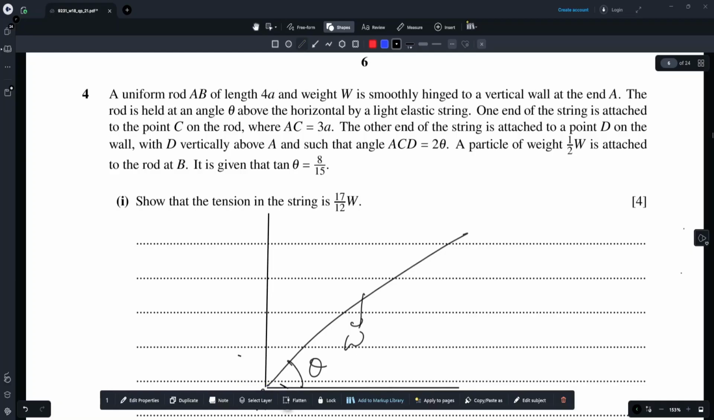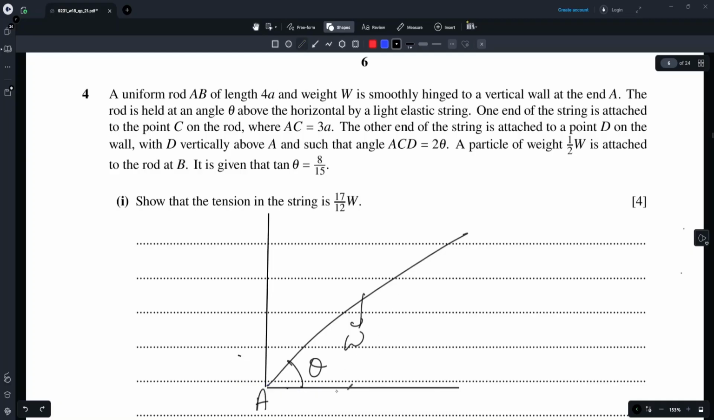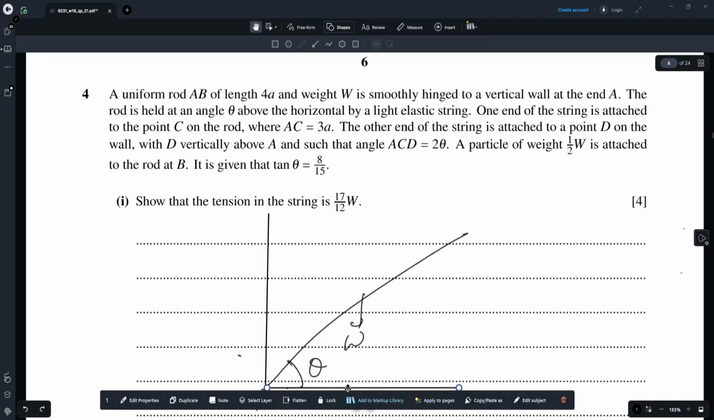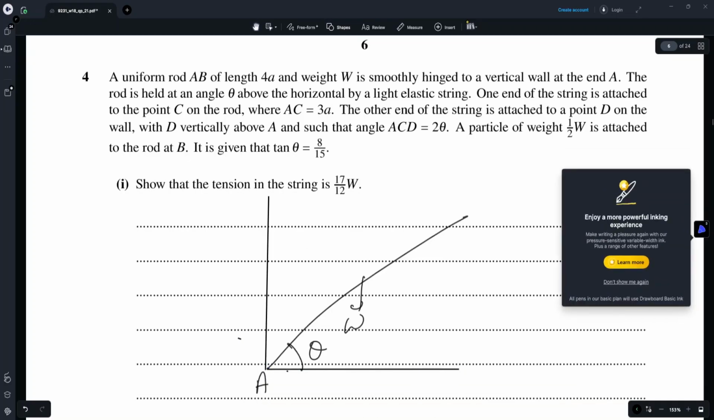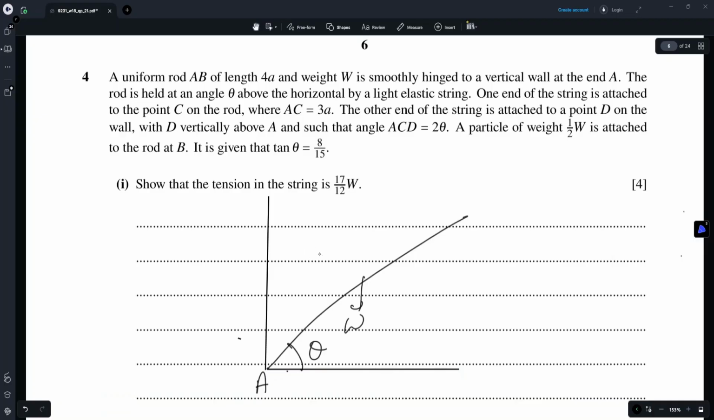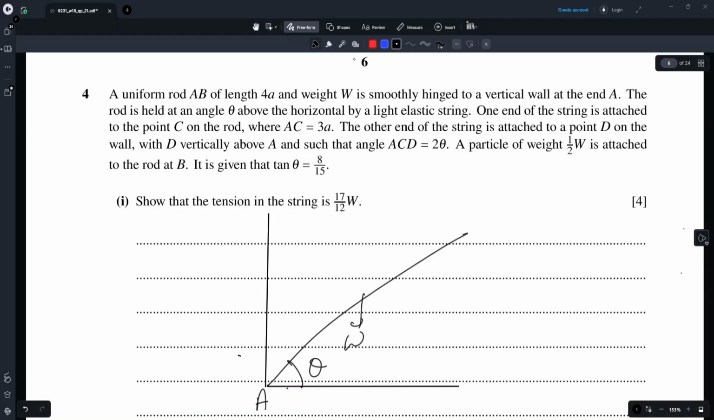And D is vertically above A, which means D has to be somewhere here. Obviously, because AC is 3A, C is supposed to be here, and then the angle ACD is supposed to be 2 theta. Now, here's the thing.